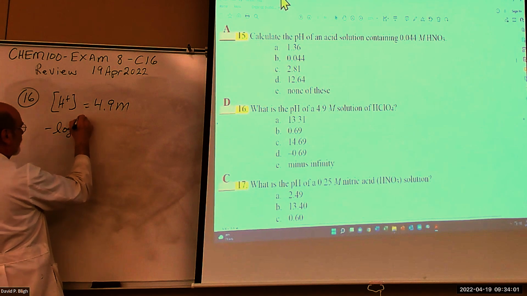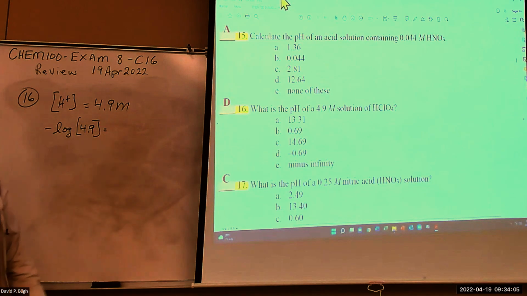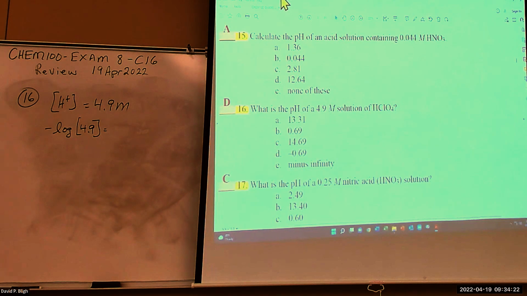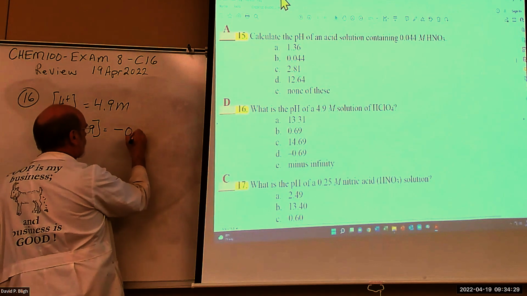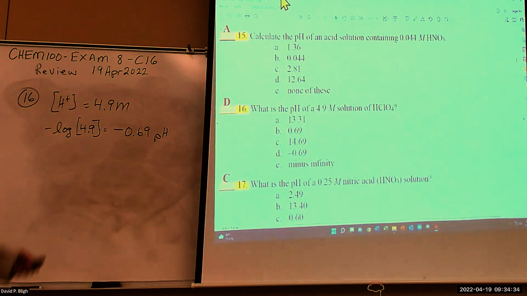You know what I'm thinking? I'm thinking we're going to get a negative pH. 4.9. Take the log of it and change the sign. And let's see, we have two significant figures. We need two decimal places. Minus 0.69. pH is minus 0.69. There it is.